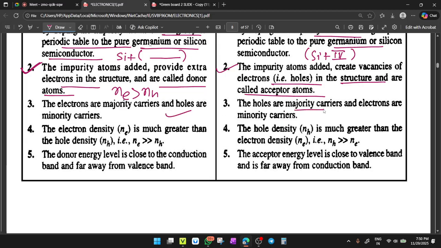Here the holes are majority charge carriers and electrons are the minority. The electron density Ne is much greater than hole density. Yes, the number of electrons is greater than the number of holes. The hole density is much greater than the electron density.